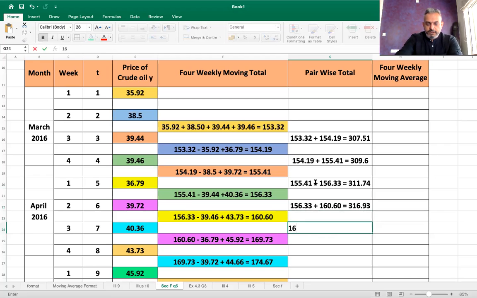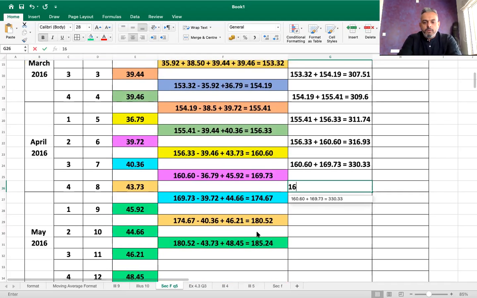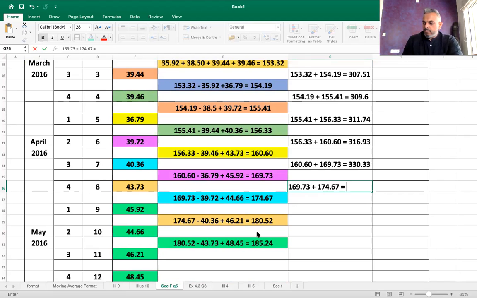Next, 160.60 plus 169.73 is 330.33. Then 169.73 plus 174.67 is 344.4.